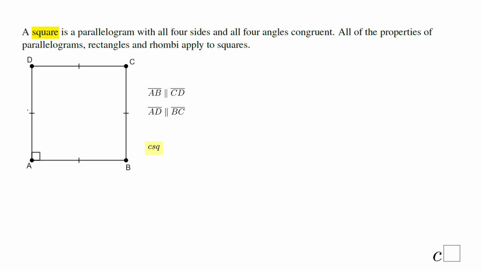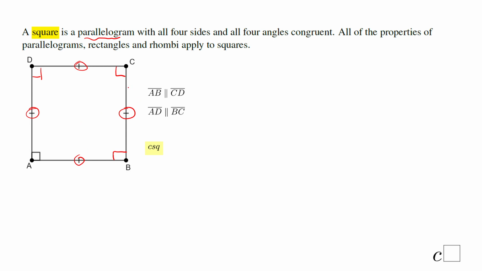We can see that in the picture all four sides are congruent, right? Because it's a parallelogram and we know opposite angles are congruent in a parallelogram, this is going to be 90, and consecutive angles are supplementary, so this is going to be 90. All these angles are congruent. Okay, 90 degrees.